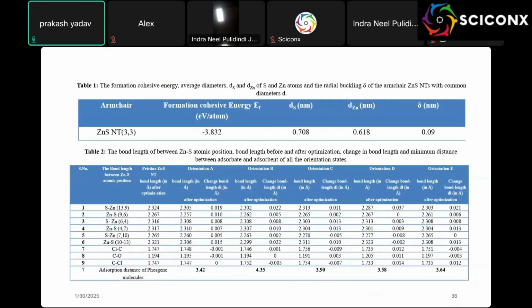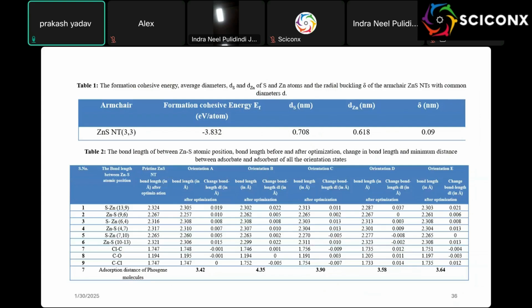Similarly, firstly I calculate the formation cohesive energy, because we need to check the stability. If my material, the ZnS nanotube, is stable, then I calculate the other properties. So first I take the formation cohesive energy, and the energy is around minus 3.823 electron volt per atom. So I get that this nanotube is a stable material due to the large negative value.